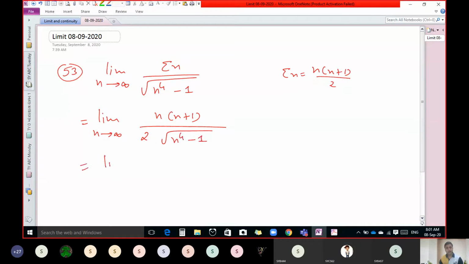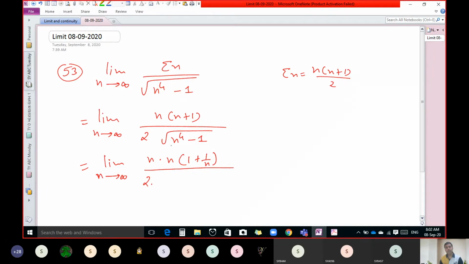Now we know the process when there is an infinity. Keep this n as it is. Take n common from this. So we get 1 plus 1 upon n. Taking n common means we just have to divide each term by n. So n upon n is 1 and 1 upon n is there, divided by 2. Now just assume it is only n raised to 4 minus 1.